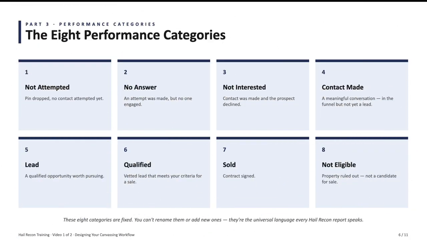These are the 8 performance categories. They're fixed. You can't rename them or add new ones. That's intentional. Every report in Hail Recon is built on this exact list, which is what makes reporting consistent. 6 of them form a natural funnel, from not attempted at the top through sold at the bottom. 2 are off to the side. Not interested means contact was made but they declined, and not eligible means the property never should have been pursued. Your job is to decide which one each of your statuses maps to.